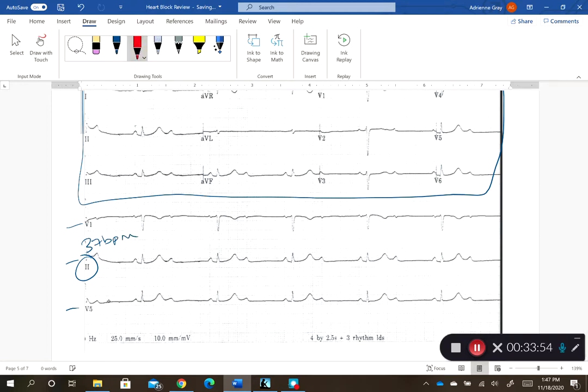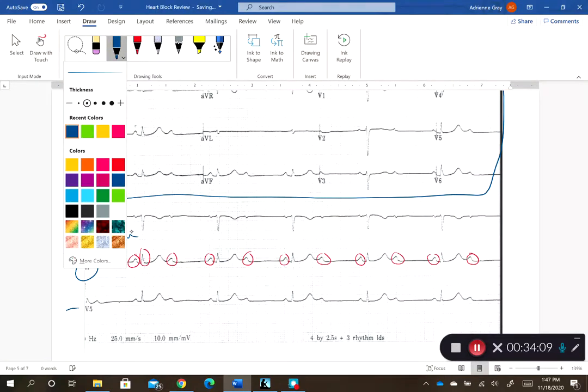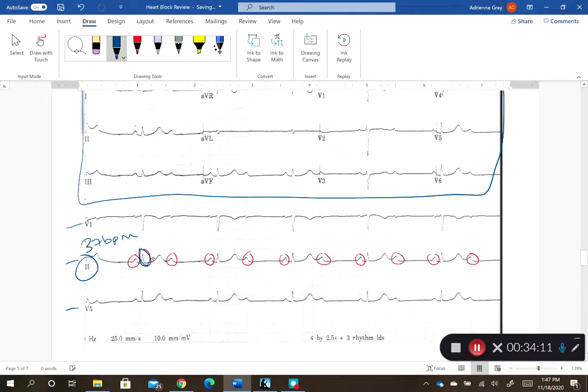Let's go ahead and circle all of my P waves. All right, and then we can even circle all of our QRS complexes. All right, so right off the bat, I see I have more P waves than QRSs, so I'm already thinking heart block. So let's start at the beginning.